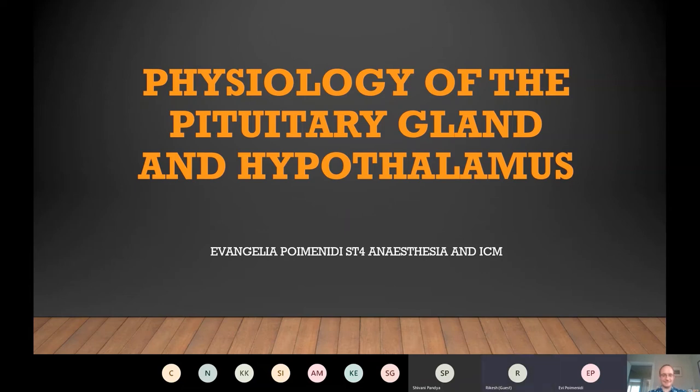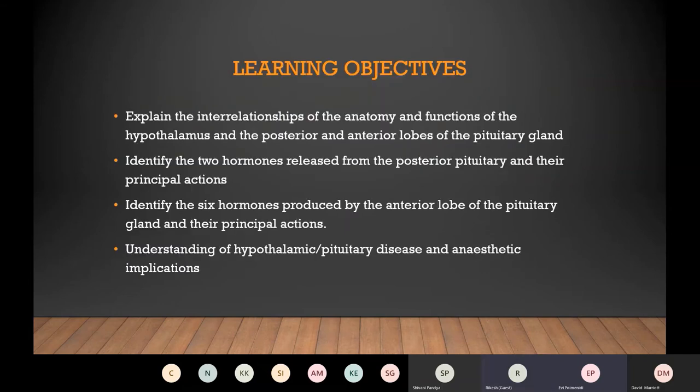Hi, guys. My name is Evie, and I'm an ST for anaesthetics and ICM. So today I was asked to present regarding the physiology of the pituitary gland and the hypothalamus. So the learning objectives of this presentation will be to try to explain the interrelationships of the anatomy and functions of the hypothalamus and the posterior and anterior lobes of the pituitary gland. Identify the hormones that are produced from the anterior and the posterior lobe of the pituitary gland. Also, to speak a little bit about their principal actions.